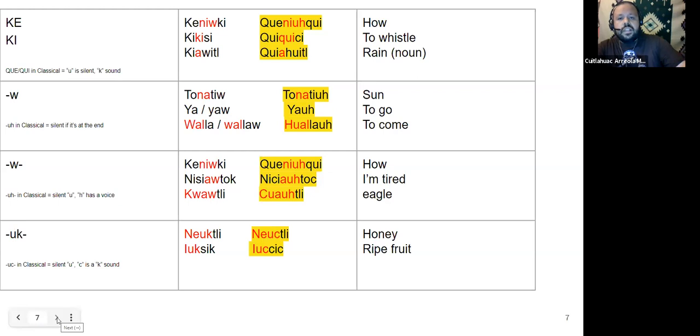So that is it for today's class. This was the Nahuatl alphabet and pronunciation. Dimoitase for lesson 4. Dimoitase. Nos vemos. We'll see each other.